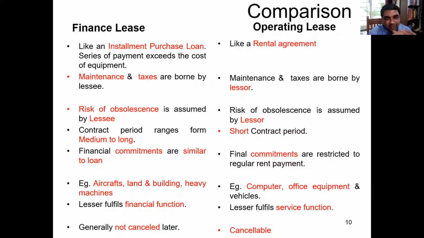Examples of finance lease are leasing of aircraft, land and building, heavy machines, etc. Operating lease examples are normally computers on lease, office equipment on lease, vehicles on lease. In case of finance lease, the lessor fulfills financial functions. In case of operating lease, the lessor fulfills service functions. Finance leases are normally not cancelable, but operating leases are normally cancelable.